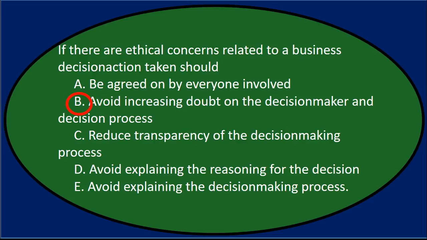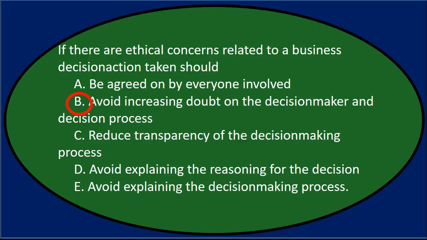D, avoid explaining reasoning for the decision. Again, that's kind of reducing the transparency, and what we really want to do is increase the transparency. We don't want to give rationales or try to justify everything or argue with every point on the decision, but we do want to explain, of course, the reasoning and the process. Again, that process and reasoning being fair, transparent, uniform, and impartial in some cases would be beneficial.